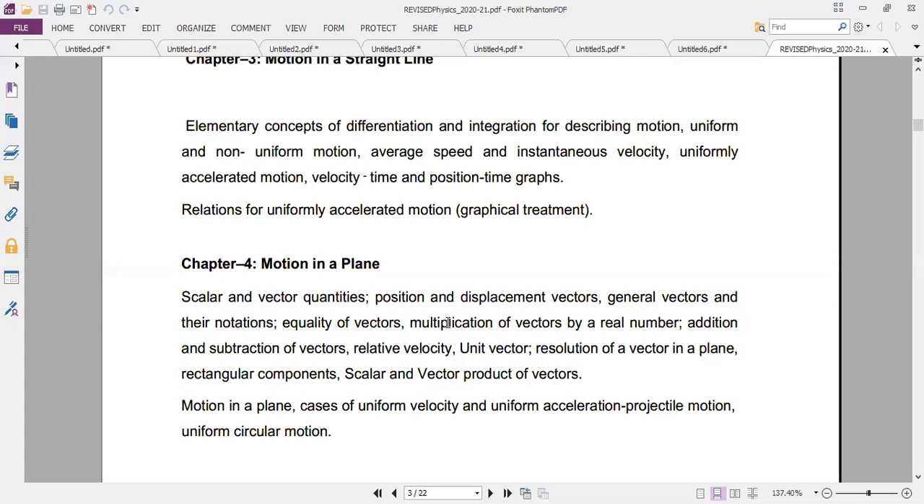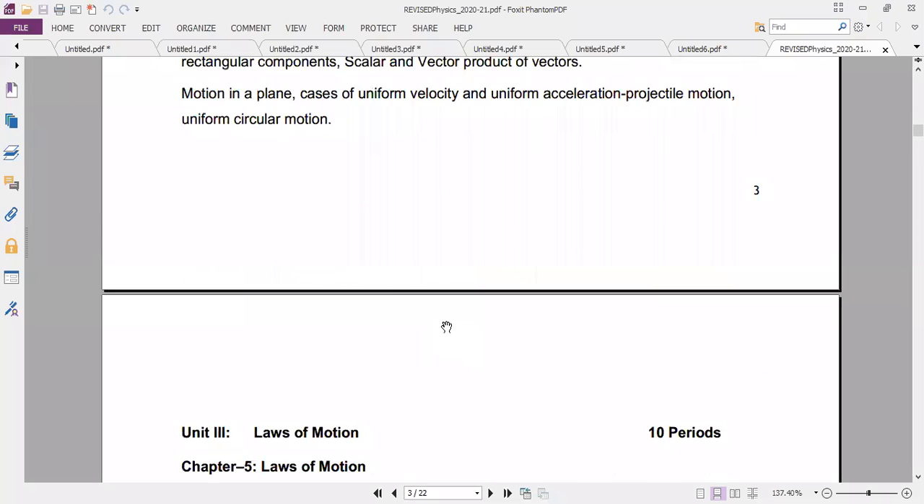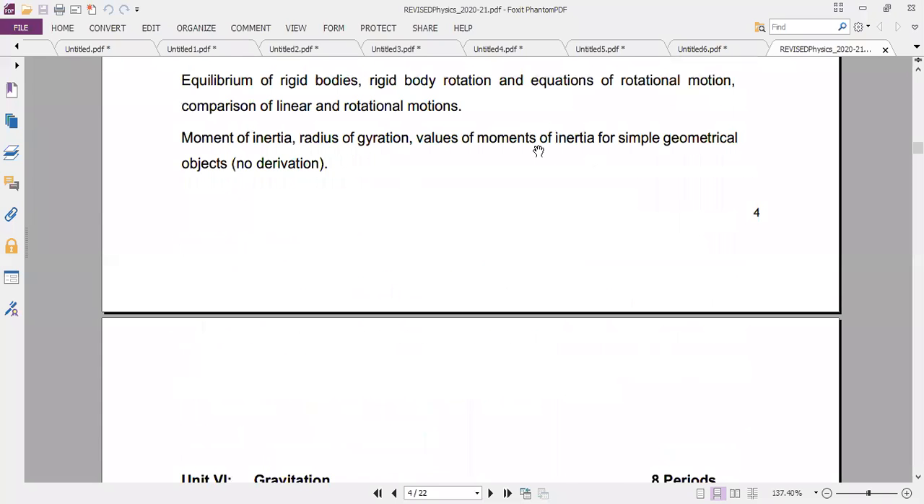For the portion completion, I will tell you, chapter number 4, all the chapters are completed. Chapter number 15 only, almost I will try to complete today.